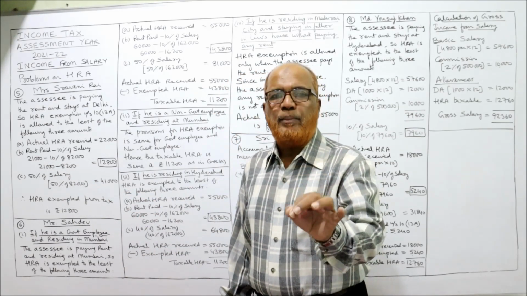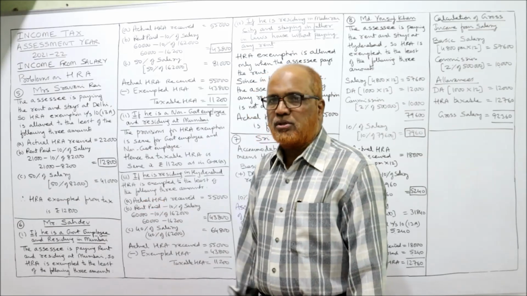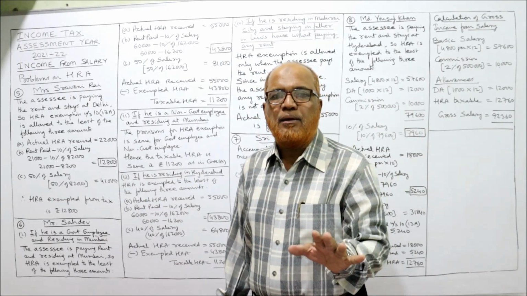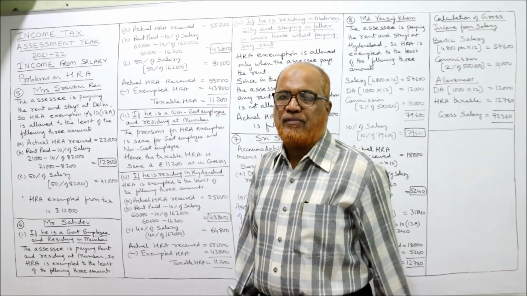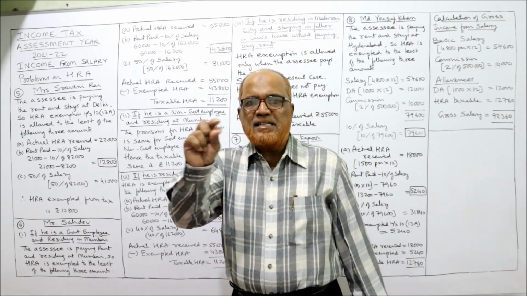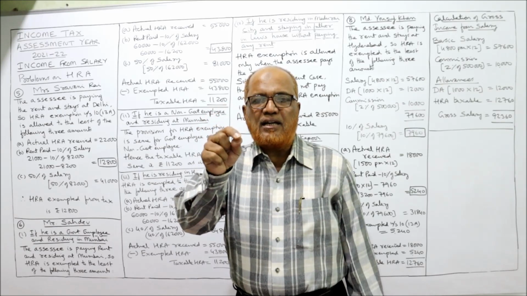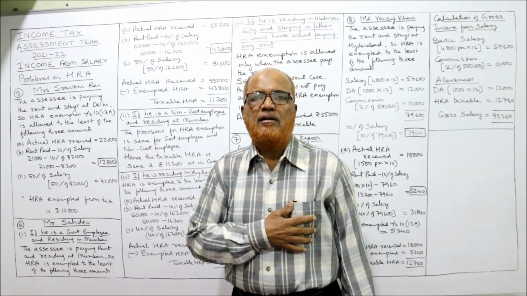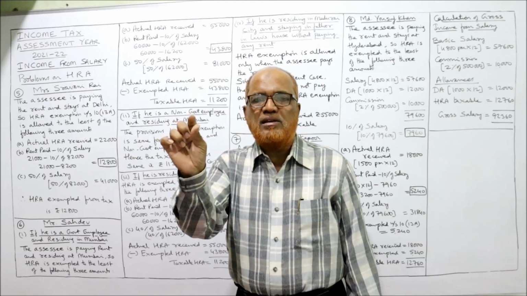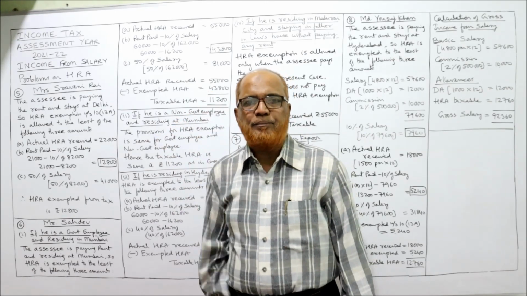Salary means only basic; we have taken 82,000. We have not taken DA because it is not given that DA enters for retirement benefit. If that sentence is given, DA enters for retirement benefit, then only we should include DA. Otherwise, if only DA is given, ignore it, don't take DA.